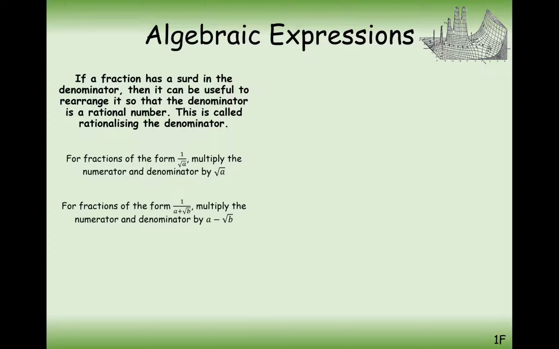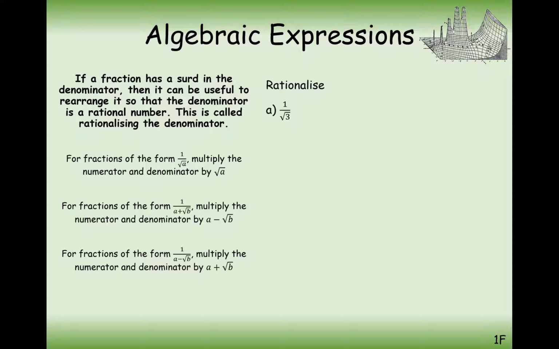If it's 1 over root a, then the technique we're going to use here is multiplying the denominator and the numerator by root a. Hopefully this is familiar from GCSE. If it's 1 over a plus root b, then we're going to multiply top and bottom by a minus root b. And if it's 1 over a minus root b, then it's just the opposite way round: we multiply the denominator and the numerator by a plus root b.